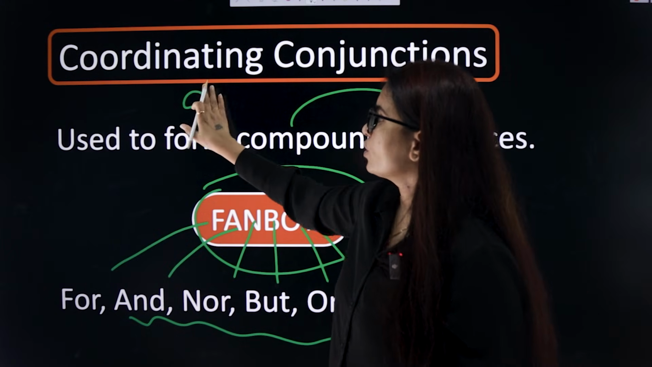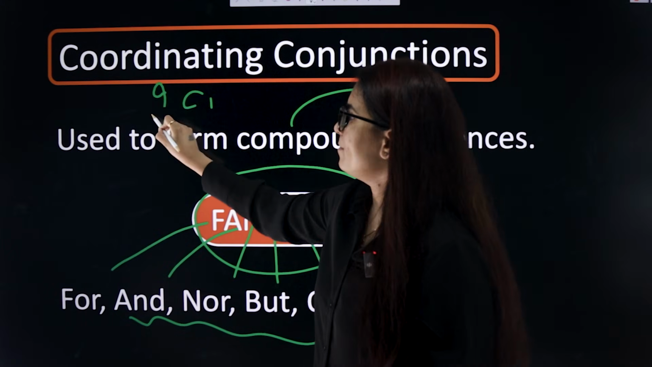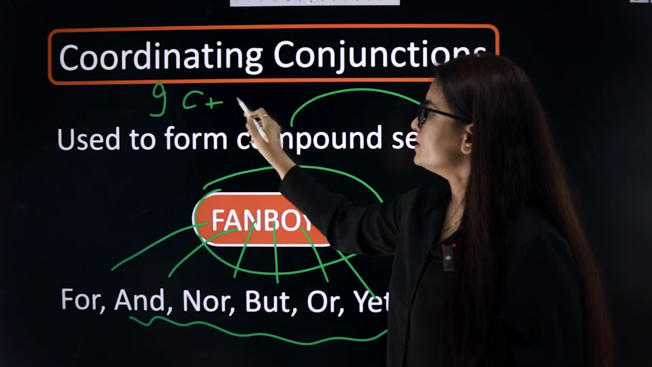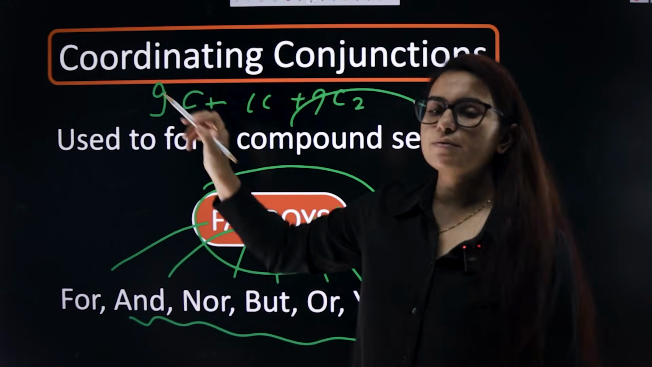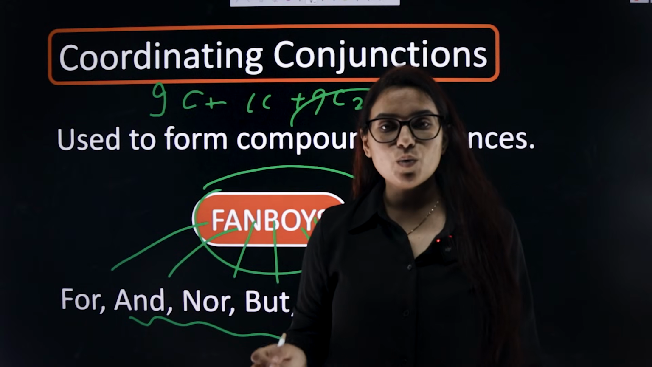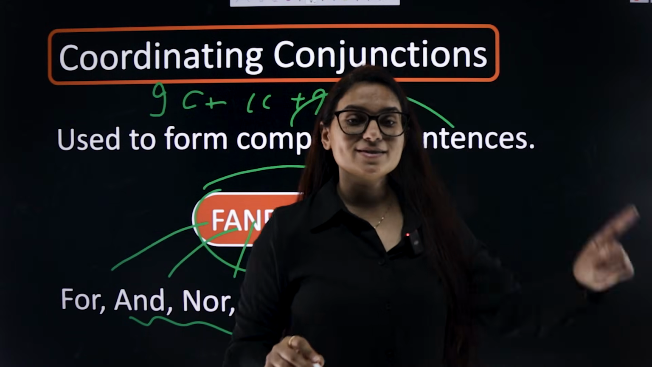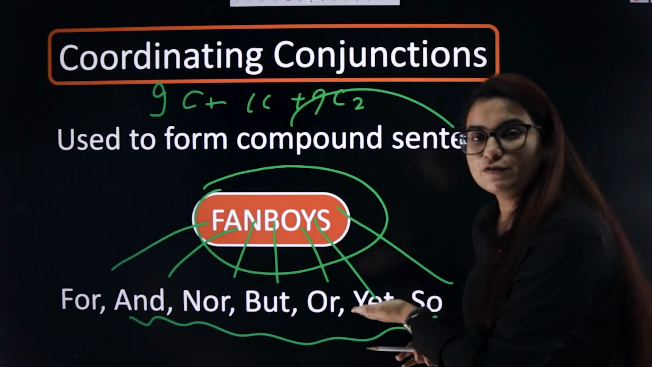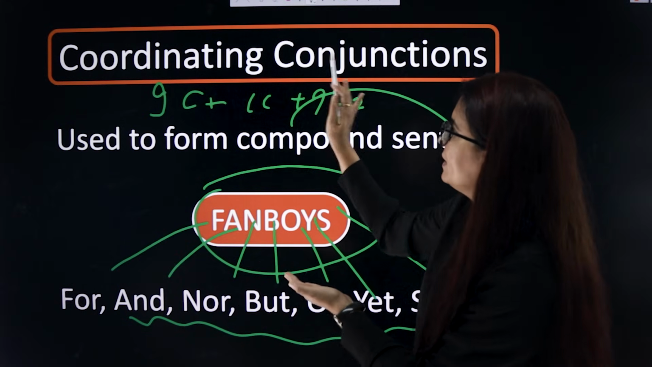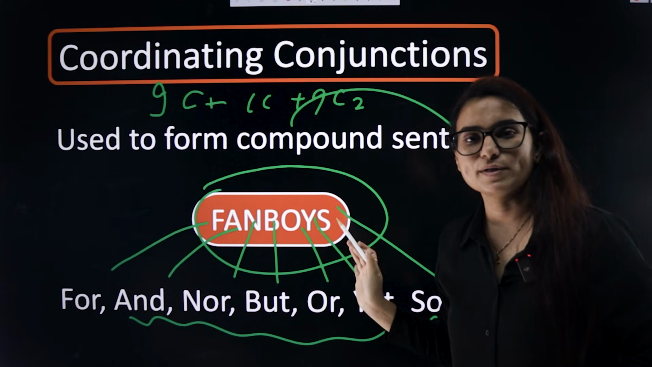Clause 1, and which clause are we talking about? We are talking about independent clause 1 plus coordinating conjunction, independent clause 2. This becomes a compound sentence. Don't worry, we'll be talking about compound sentences in the next video. This is just a hint. This is what you have to remember. In order to remember coordinating conjunctions, remember fanboys.